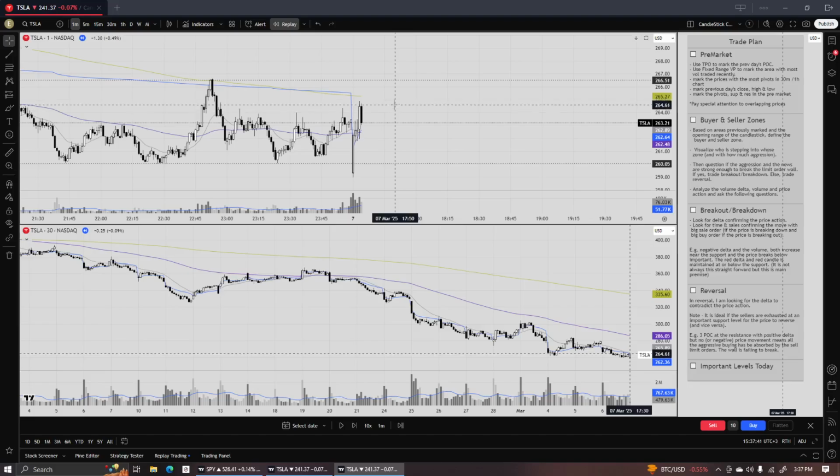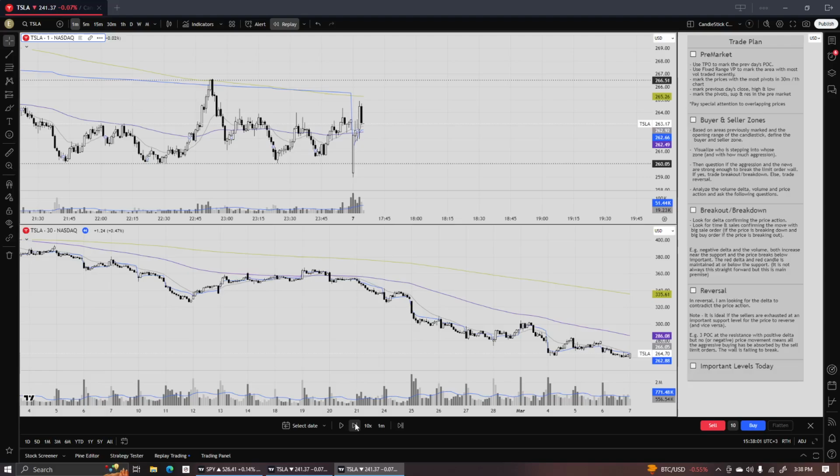So maybe I can buy here, at least from 262.88 to 264.93, because I know that buyers have certain strength in them and the sellers are present at this area. But I do not know if the sellers are going to be desperate or not. So I'll maybe wait for the next candle and make the decision then. Yeah, okay, I could have bought there.